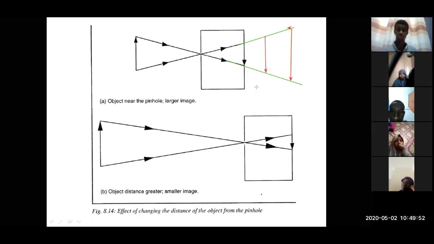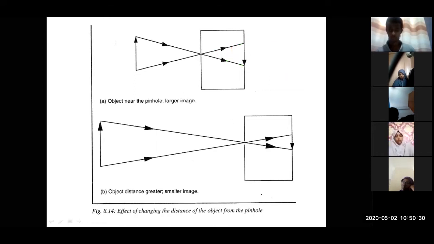So as the length of the pinhole camera increases in size, the size of the image also increases. But as the length of the pinhole camera decreases, the size of the image also decreases. So that's why I was concluding that when you're talking about the image distance, it is directly proportional to the size of the image formed. So the larger the image distance, the larger the image formed. The smaller the image distance, the smaller the image formed. So that's how you do when you are asked that question.